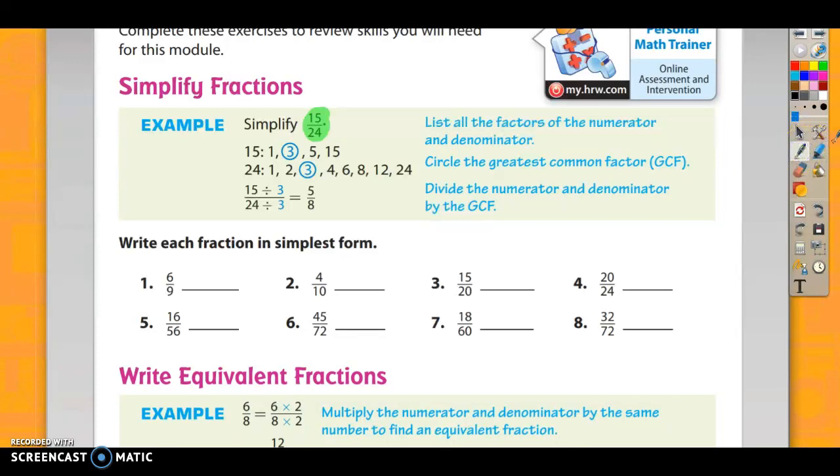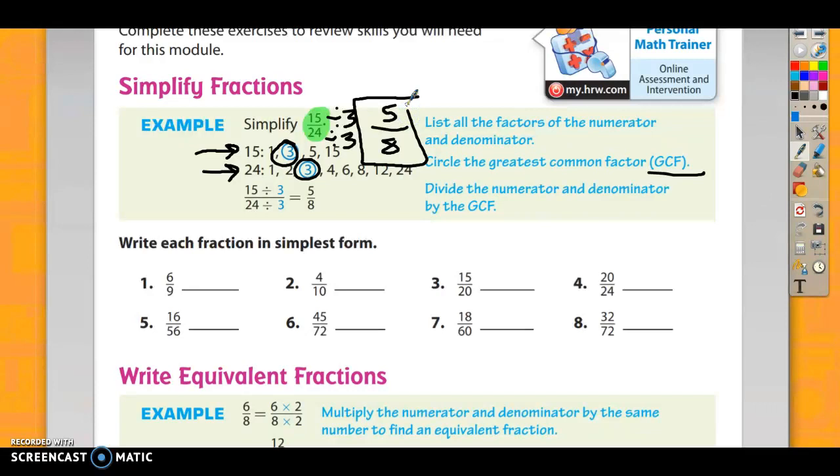15 and 24 simplifies because they share a factor of 3. I know that because they listed the factors of 15 and they listed the factors of 24, and 3 is the greatest factor in both lists. It's called the greatest common factor. So you divide by 3 and you get 5 and 8. So 15/24 simplifies to 5/8.